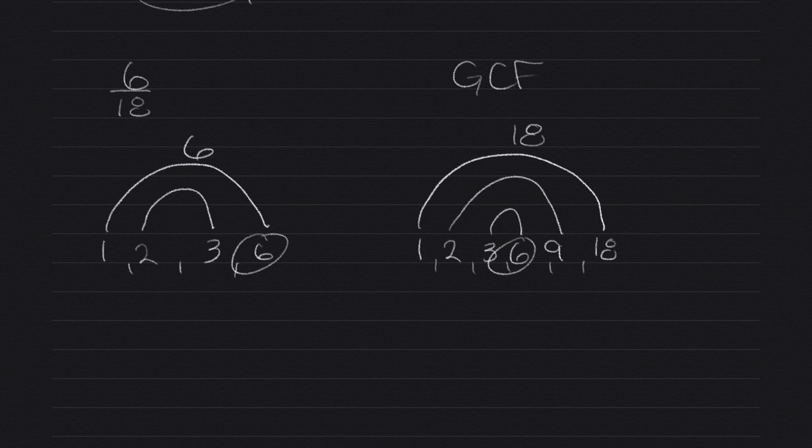I'm going to rewrite my number, 6/18. And again, when we simplify, we're dividing. I'm going to divide by that GCF, that greatest common factor. 6 divided by 6 is 1. 18 divided by 6 is 3. So when I simplified 6/18, it turned into 1/3.